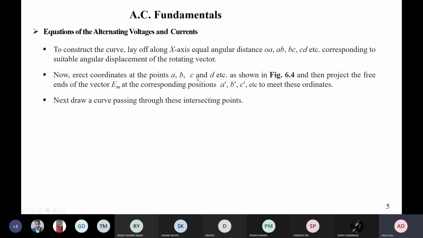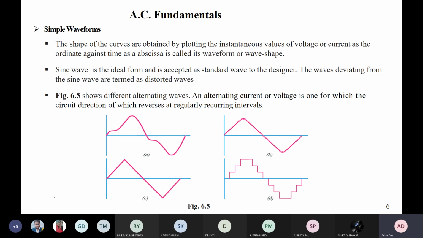Okay. Now we do not always have a pure sinusoidal waveform; we also get waveforms which are part of harmonics. Whenever there is presence of harmonics in the signal, then you won't get the pure shape of a sinusoid. The shape of the curves obtained by plotting instantaneous values of voltage or current as the ordinate against time as abscissa is called the waveform.